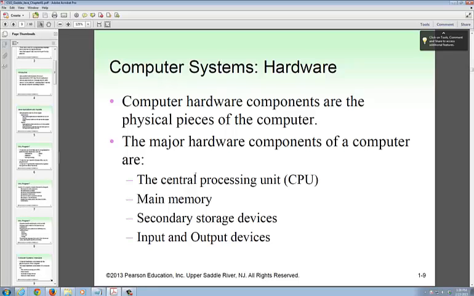But there are key things I want you to know. Let's go back to the secondary storage. If I mention anything to you like a hard drive, a floppy disk, or a USB drive, all of these are considered secondary storage.